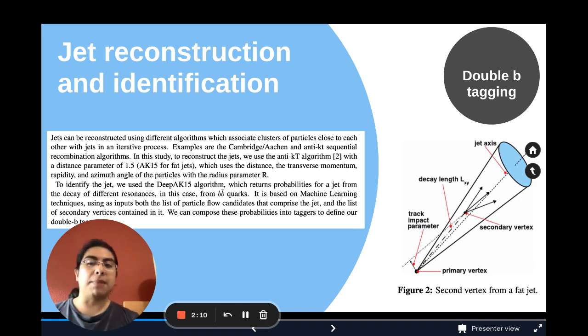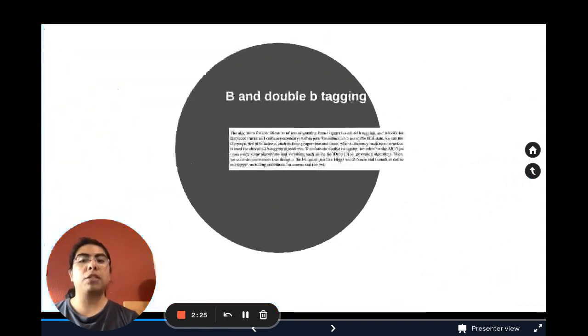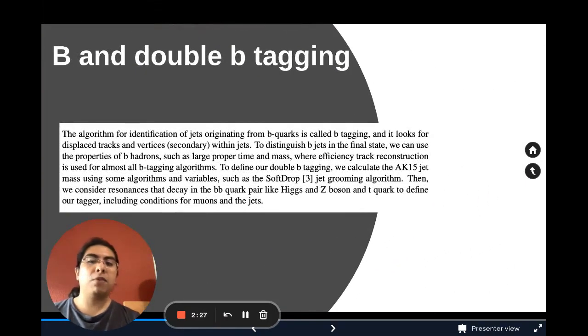This algorithm is based on machine learning techniques, using as input the list of particle flow candidates that comprise the jet and the list of secondary vertices. We can compose these probabilities into taggers to define our double b tagging. But what does b tagging mean? It's an algorithm to identify jets from b quarks, looking for displaced tracks and typically secondary vertices within jets. This is possible due to the hadronization properties of the b quarks.